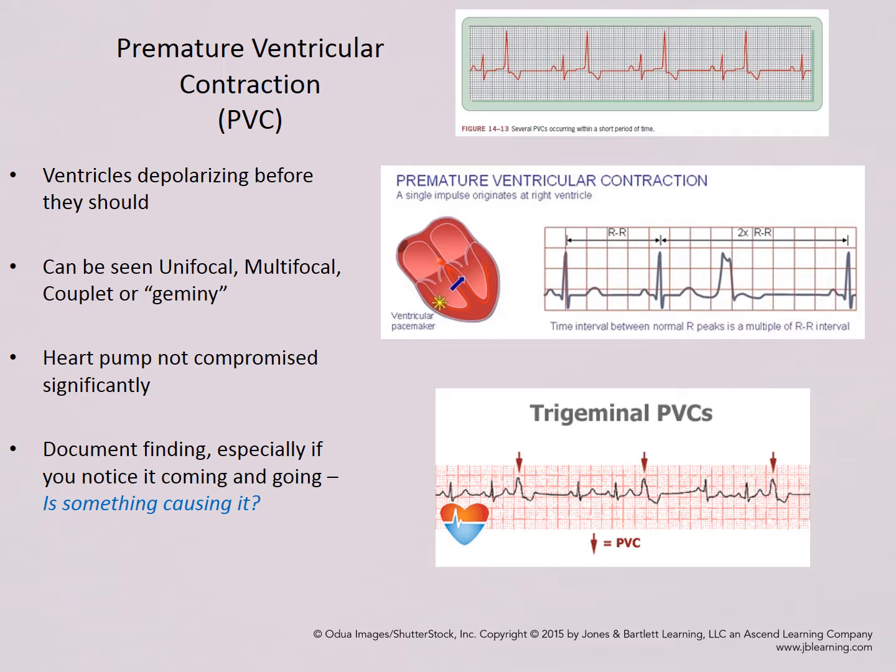If you have 4 or more PVCs in a row, that actually is a completely different arrhythmia, and that's the one that we're most concerned with. So we'll be getting to that here in a few minutes.